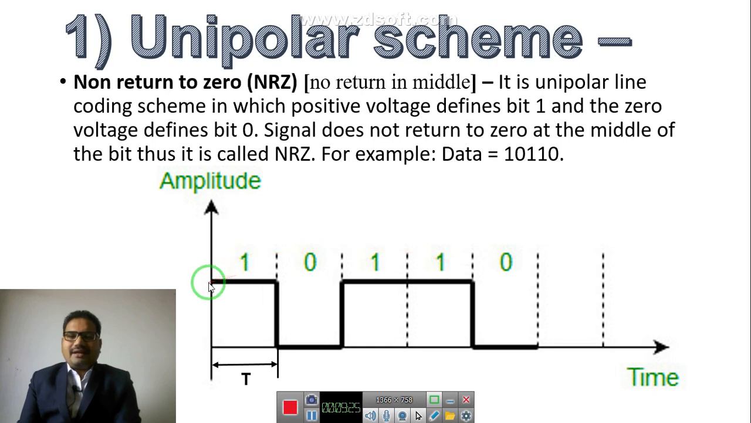You can see that the total bit duration is T. So bit 1 is represented by a positive voltage for the duration of T. Whereas for 0 voltage, we are not going to show any voltage to transmit bit 0. Again for bit 1, there is a positive voltage for the duration of T. Again another bit is also 1, so again there is a positive voltage, and bit 0 is represented by 0 voltage.